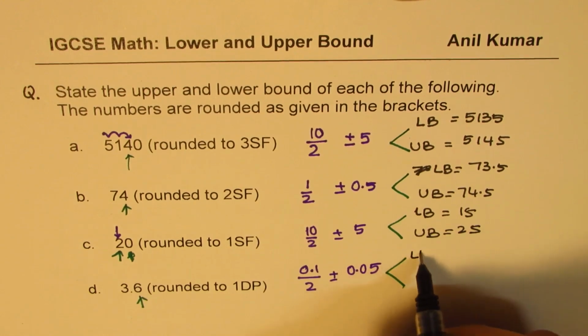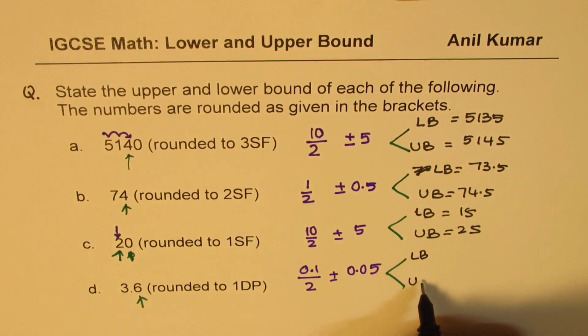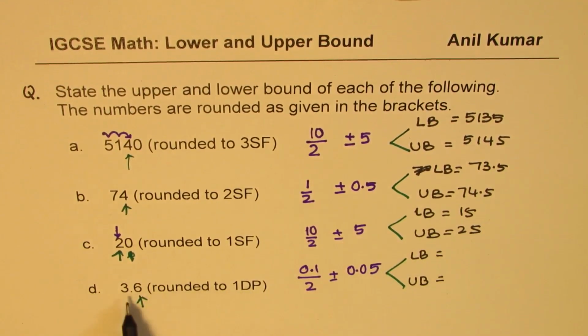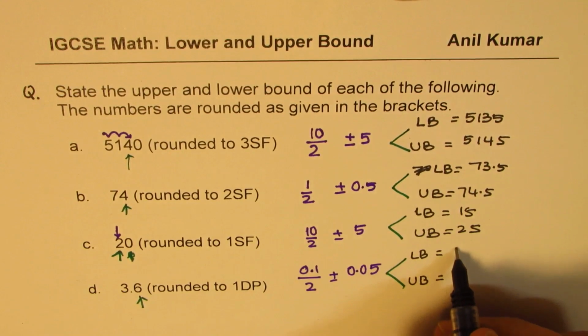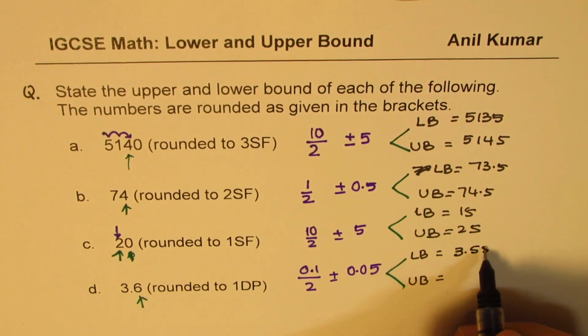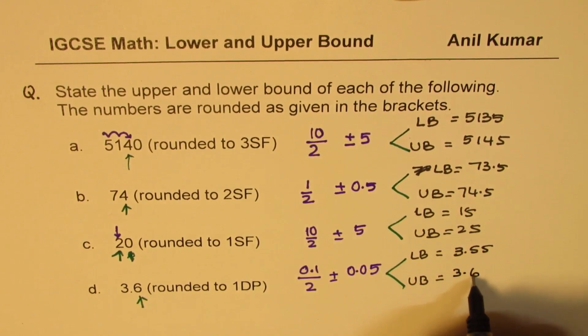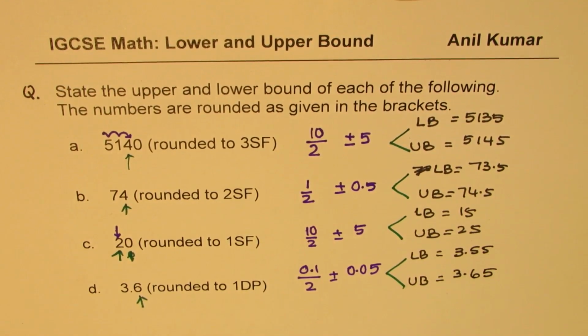Perfect. In this case now tell me, what is the lower bound and the upper bound? Rounded to 1 decimal place. So tenth has been divided by 2. 0.05 has to be added and subtracted. So we get 3.55 as the lower bound and 3.65 as the upper bound.